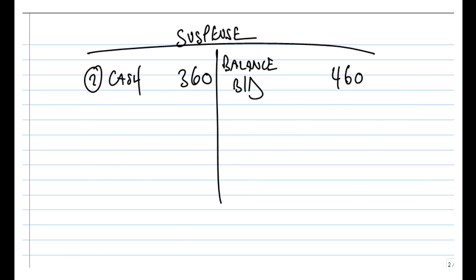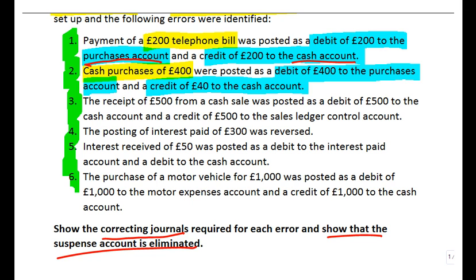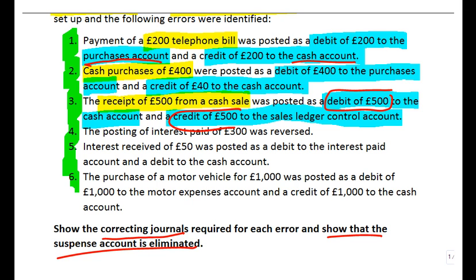Okay, so third error. Well, we had a receipt of £500 from a cash sale. That was posted as a debit of 500 to the cash account and a credit of 500 to the sales ledger control account. Let's start by identifying what the double entry was. So we debited 500 and credited 500. So in fact, albeit that there was an error, the double entry they posted did balance. This is therefore not going to cause part of the suspense account. This error would not be disclosed by the trial balance because they did post a balancing double entry. But what's the problem?